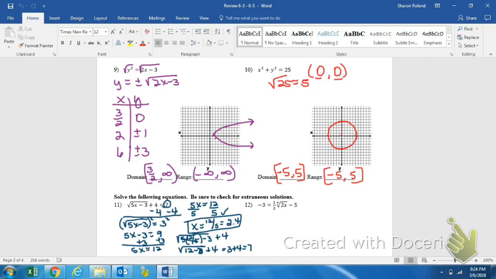On number 12, you're going to add 5 to both sides, and you end up with 2 equals 1/3 the 4th root of 2x. I'm going to multiply both sides by 3. 3 times 2 is 6. 1/3 of 3 is 1, and you're left with the 4th root of 2x. To get rid of that radical, it's the 4th root, so you're going to put it to the 4th power.